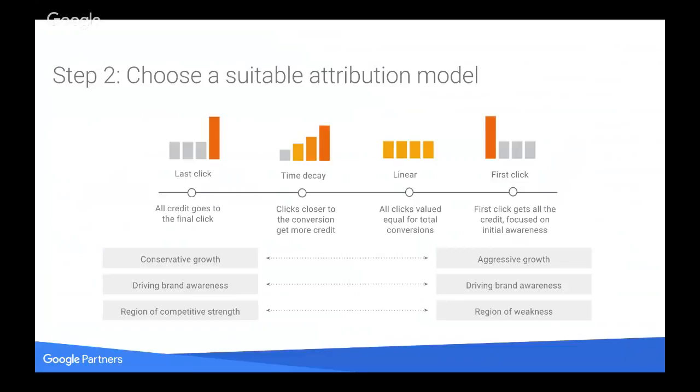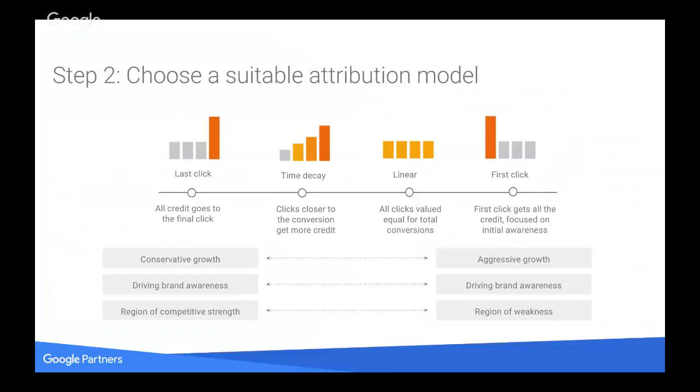Now, the second step in measuring your success would be to choose an attribution model that suits your business the best. 4 important attribution models here would be the last click model, the time decay model, the linear model, and the first click model. Now, what each of these models does is attribute the credit of a particular conversion to different aspects of your campaign. For example, the last click model gives the most credit to the last clicked ad as well as the last click keyword, while the first click model does exactly the opposite. It gives all of the credit to the ad that was first clicked on by the user.